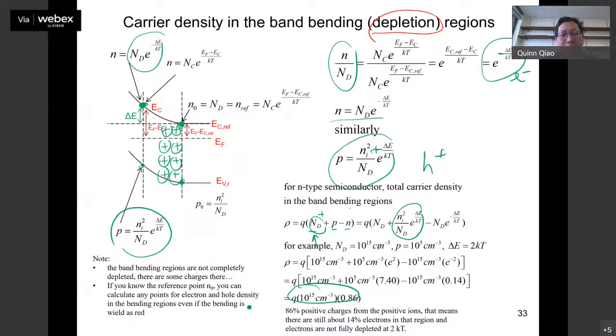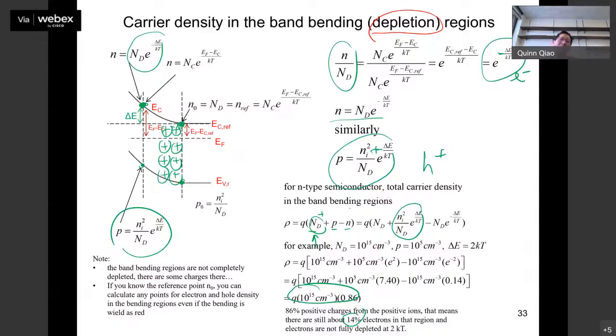86% of positive ions. What does that mean? That means there's still 14% of electrons that are not depleted. That's a lot. So the slide here basically tells you, when the electron goes deeper into the junction, the depletion region, the electron concentration gets reduced. But the hole goes opposite: when holes get deeper from N to P, the hole concentration gets higher.